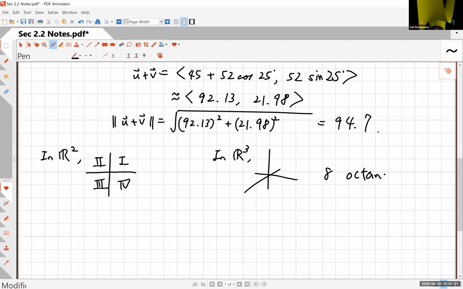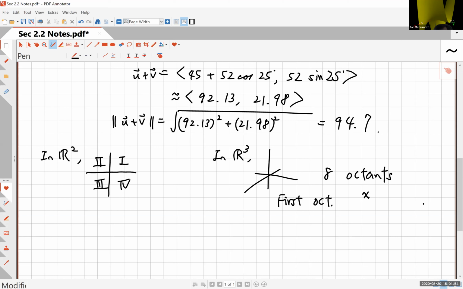Or octants would be the correct name. All right, now it's really hard to draw these things, so I'm not even going to try. But basically the first octant is where x is positive, y is positive, and z is positive. The other octants you don't have to worry about.